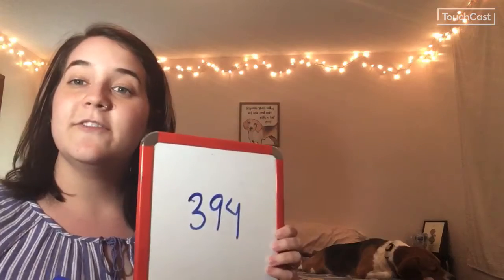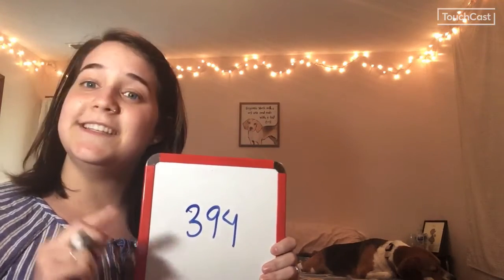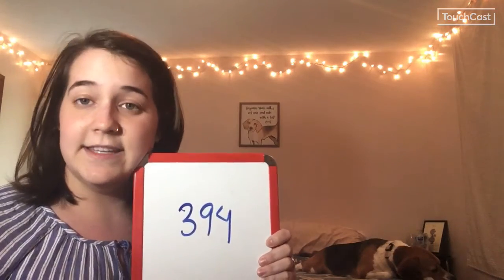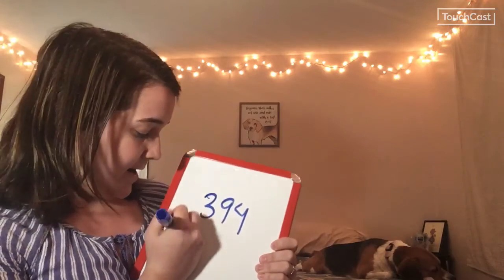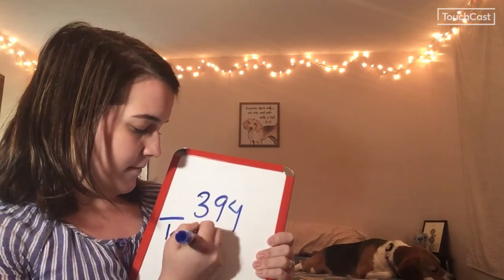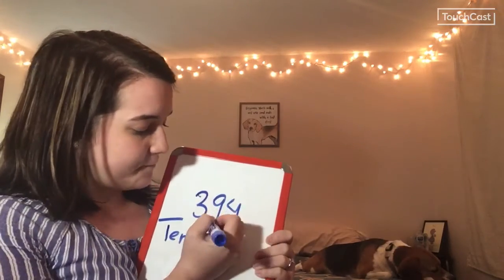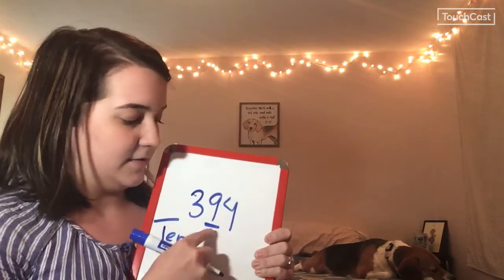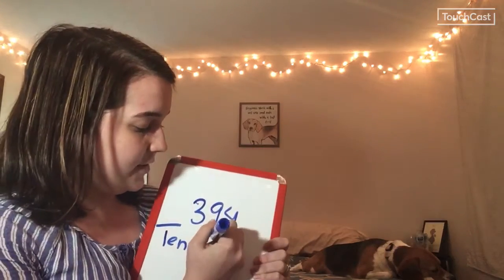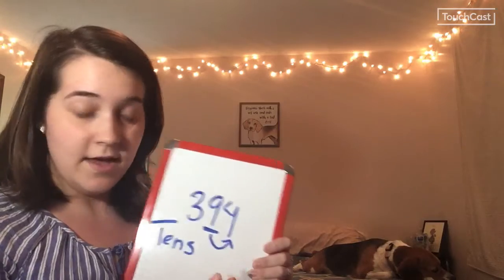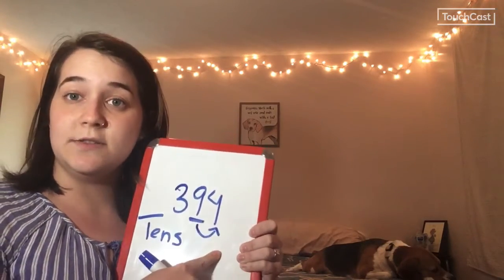394. If we had this number and we were rounding it to, let's round it to the tens place first. So what you're going to do is find the place that you're rounding to. So we're rounding to tens. So this is the place that we're rounding to. This is my tens place. And then you look to the number to the right.